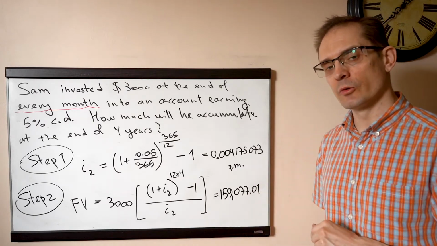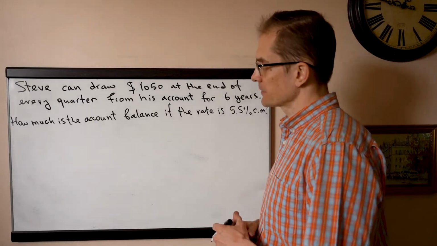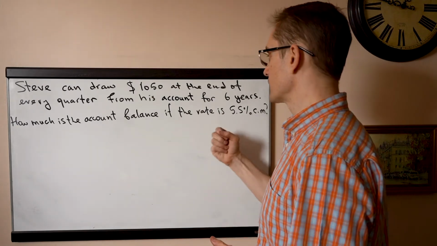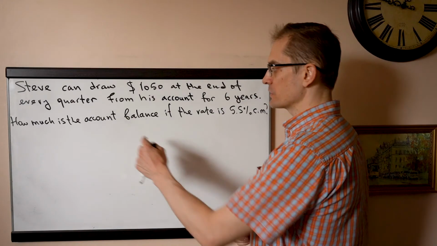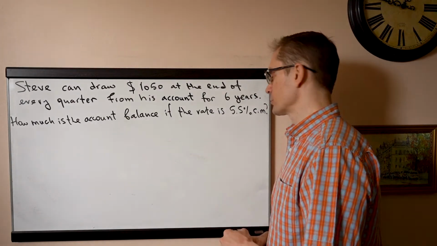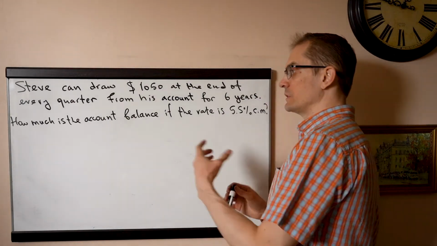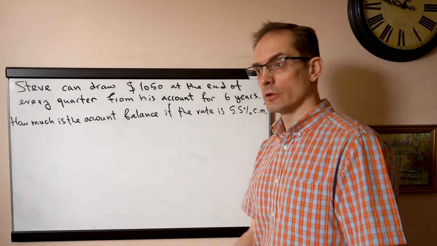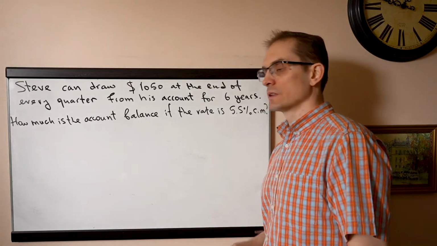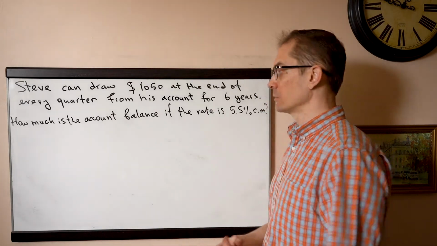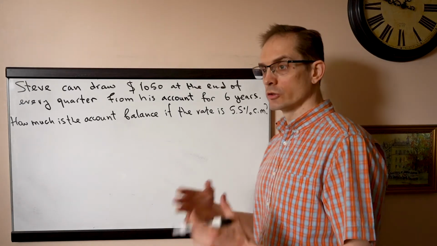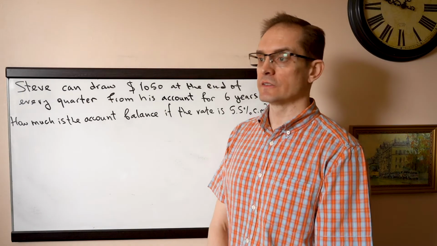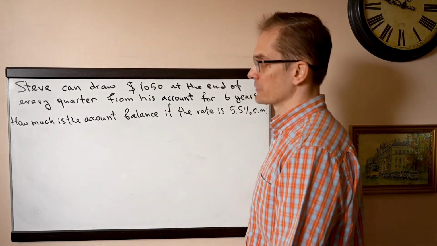So let's consider more examples. In our next problem, we have Steve who can draw 1050 at the end of every quarter from his account for 6 years. How much is the account balance if the rate is 5.5% compounded monthly? So Steve has some money in the account, and that money, of course, earns interest over time. And Steve takes 1050 from that account for 6 years, right? So we want to know how much money is in the account, which allows Steve to take 1050 for 6 years.